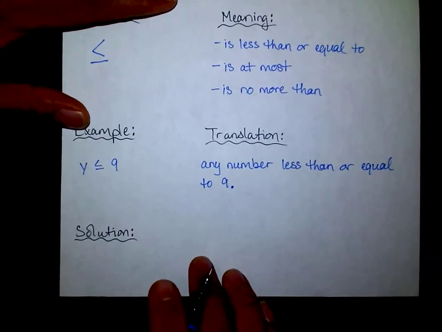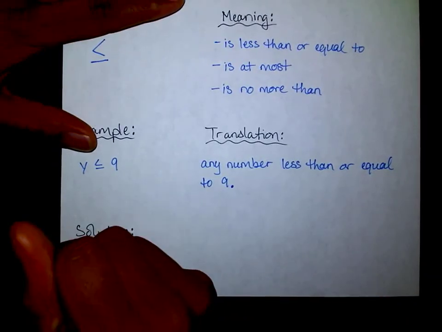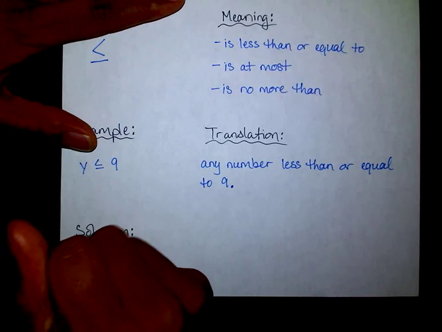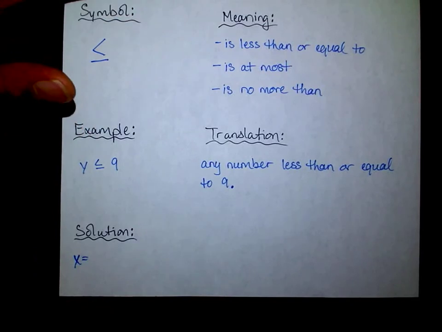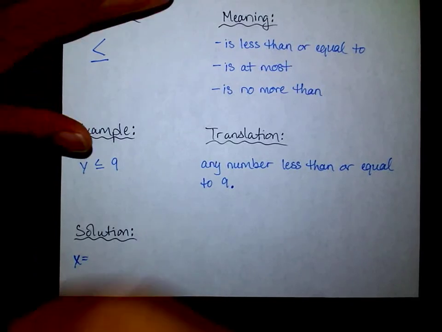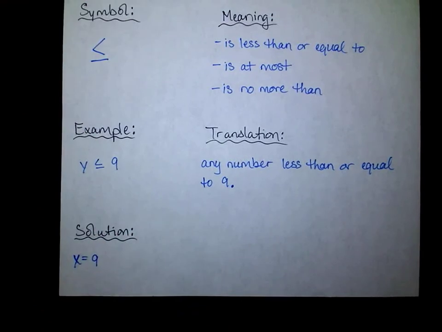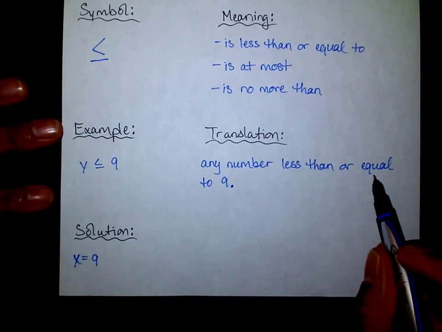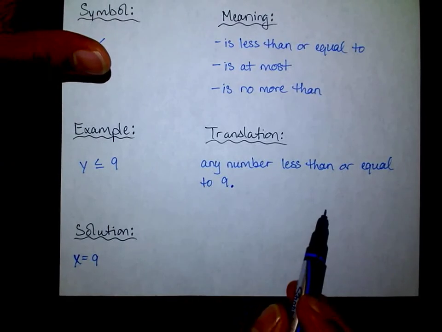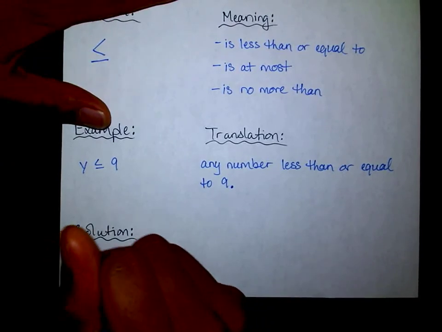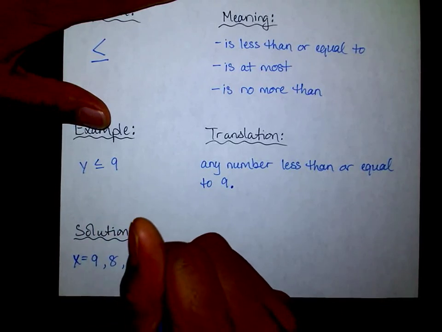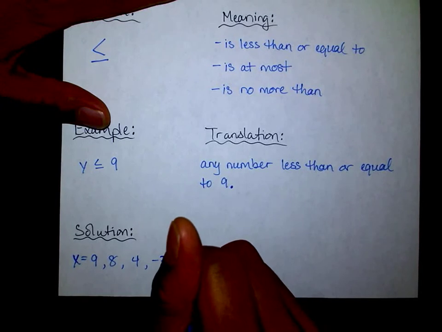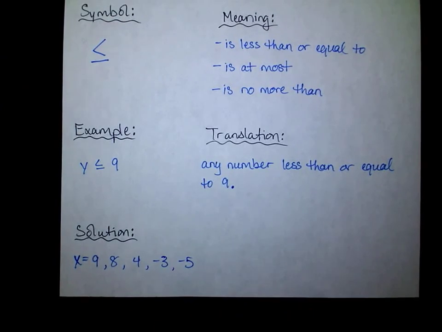A solution for this one would be, well, right off the back, I'm already thinking that it has to be 9. 9 can work because it says equal to. Now I'm looking for less than 9. Well, the first number is 8. Then we can jump to about a 4. Give me a negative number, a 3, and one more. So there we go. Y can be any one of those numbers.